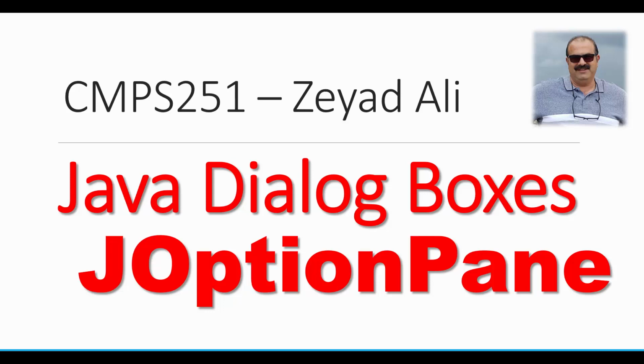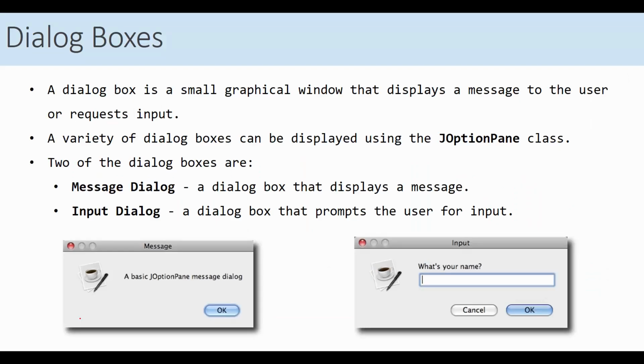In this tutorial, we'll introduce the most commonly used dialog boxes of the JOptionPane class in Java. A dialog box is a small graphical window that either displays a message to the user or requests an input. There are so many dialog boxes. Most of them are available in the JOptionPane class. The most commonly used dialog boxes are the message dialog and the input dialog.